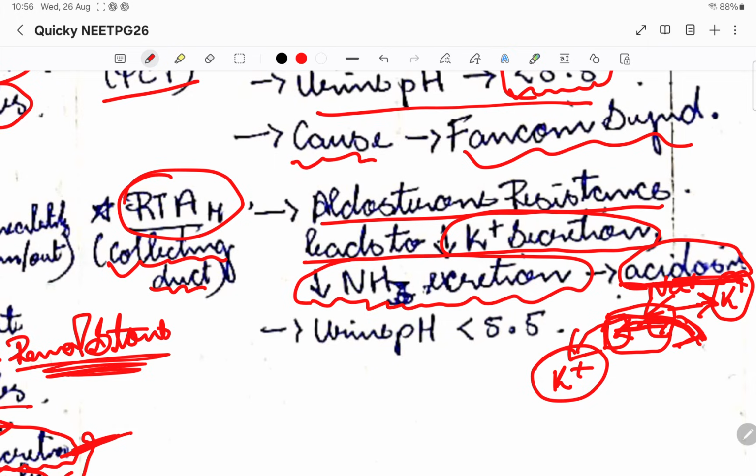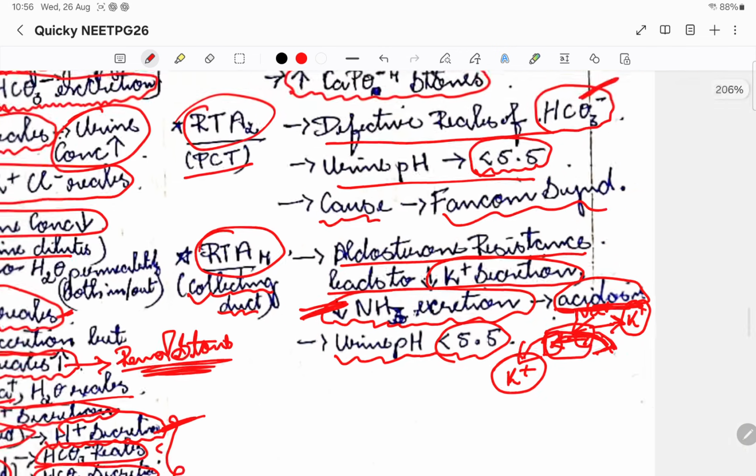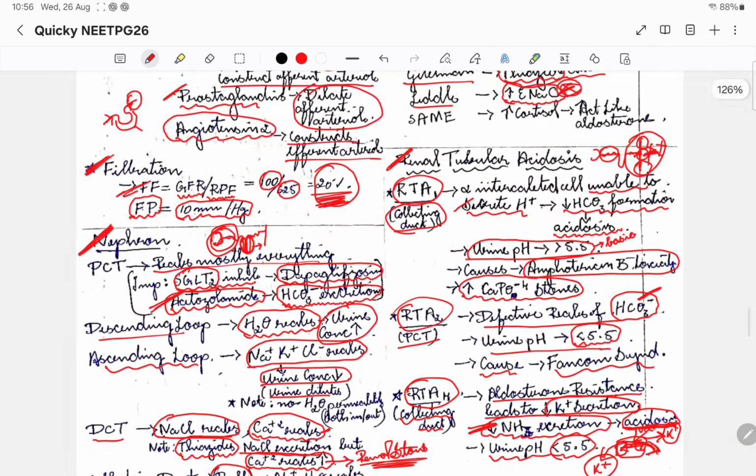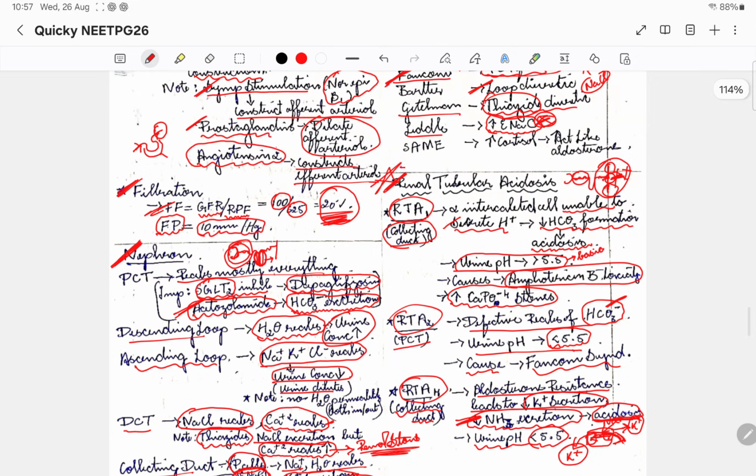Now it is building up, and it will lead to acidosis, which is called RTA 4, the renal tubular acidosis 4. Here the urine pH will again be less than 5.5. Here also it is very acidic because of ammonia. I told you, right, it is very toxic. This is the thing with respect to renal tubular acidosis. This is a very important topic with respect to all the previous year questions.